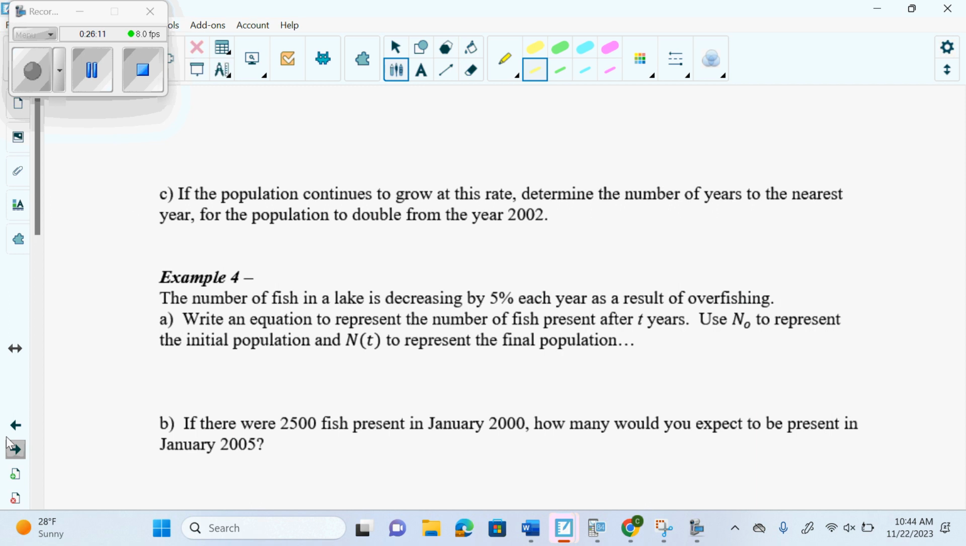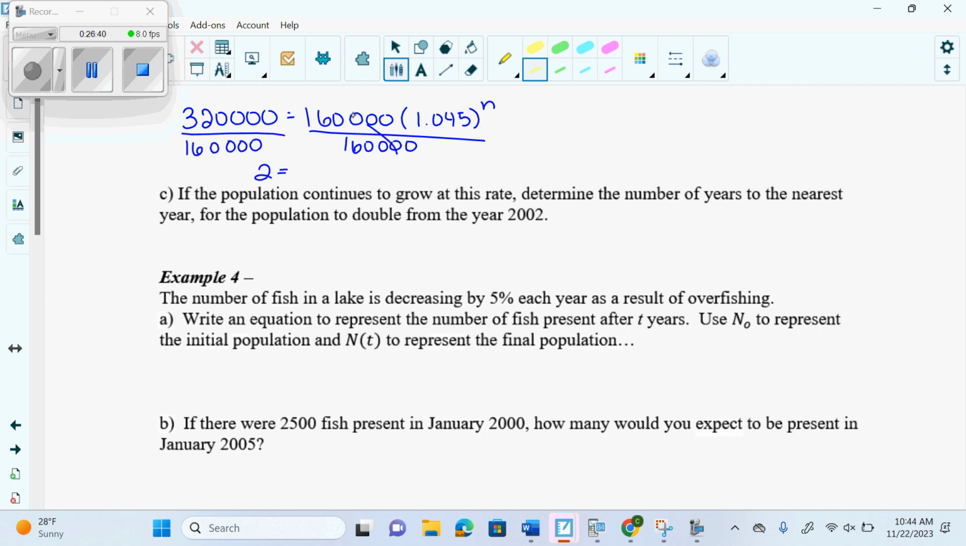Okay. So it says, if the population continues to grow at this rate, determine the number of years for the population to double. So now we're at 320,000 equals 160,000 times 1.045 to the n. And once again, I'm missing the exponent, so I know I'm going to have to convert. But because I have final and initial, the very first thing I'm going to do is divide them. So I get 2 equals 1.045 to the n.